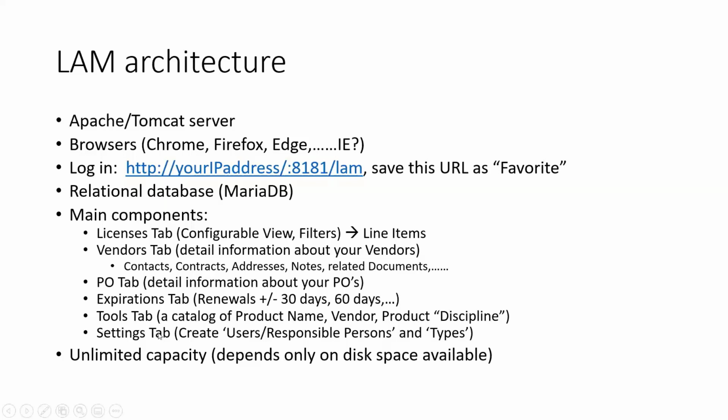And then lastly, the Settings tab is where you create your LAM users as well as responsible persons, which is a field in the Licenses tab. In the line item, you can see who in your company is responsible for that line item, but you put in those responsible people in the Settings tab. And then the types are configured there. In LAM, there's certain ways of filtering and sorting, and you can filter on different types. We're going to spend a little more time on types, but the types, you can add new types under the Settings tab. I'll get into more detail there. Actually, we're going to go through every one of these tabs today.